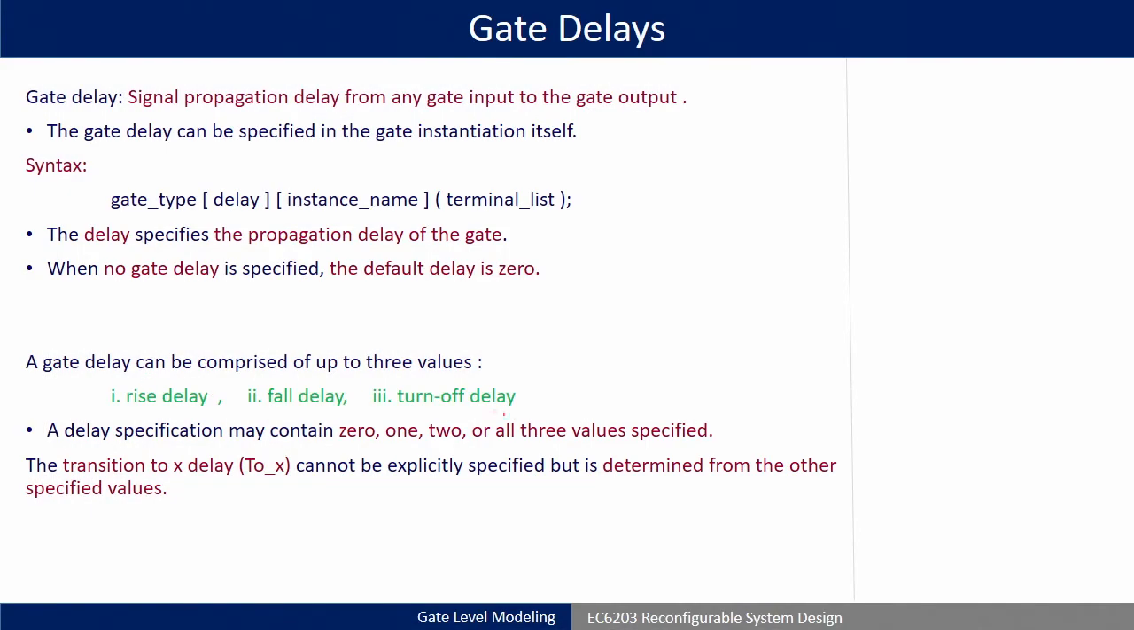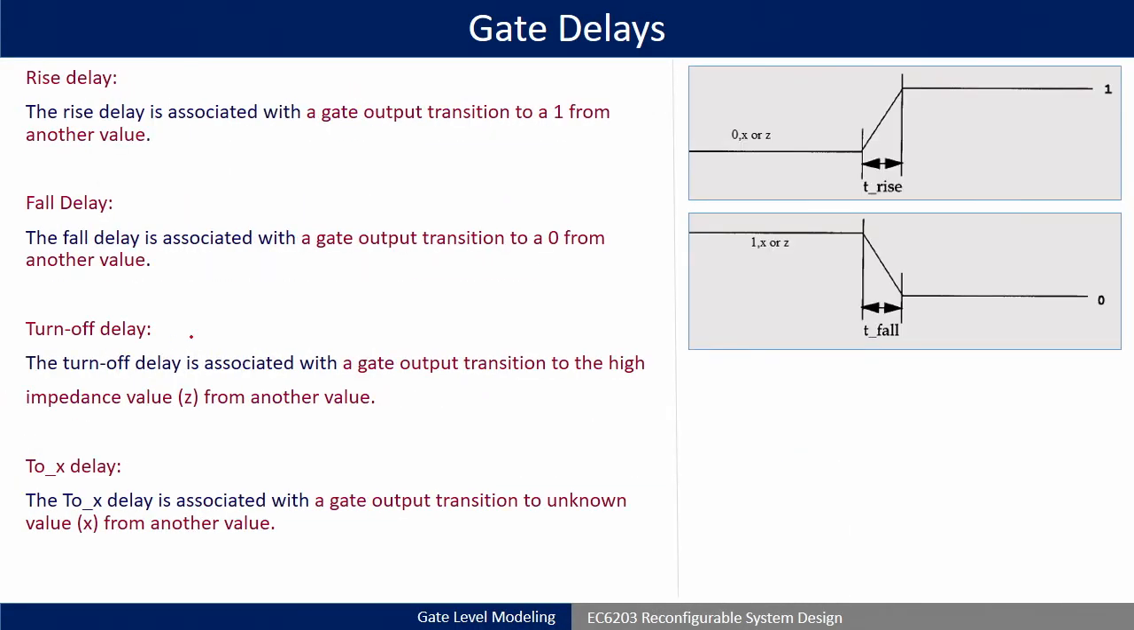Understood? Now, finally, there is another delay also. Though I have told there are 3 types of delays, there may be a chance that my output may take the form of unknown, that is x. That delay is also called TOX. This delay is associated with a gate output transition to unknown value x from another value. That means, if there is an AND gate and one of the inputs of the AND gate is x, then my output will become x by default. At that time, whatever delay is incurred to give x as an output is called the TOX delay.